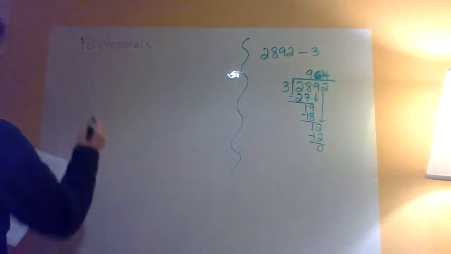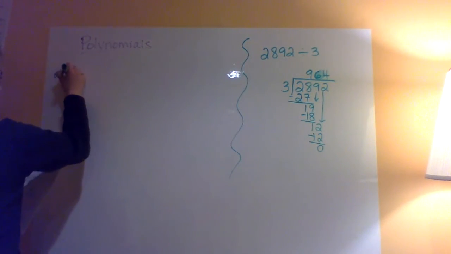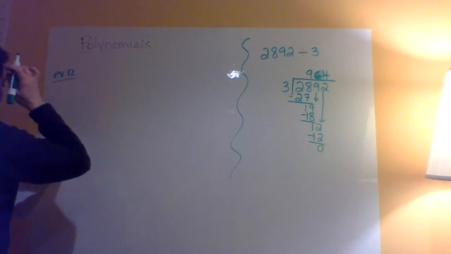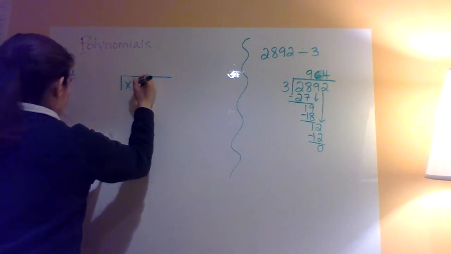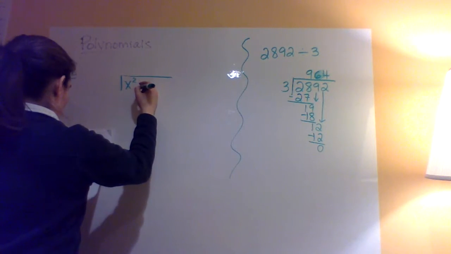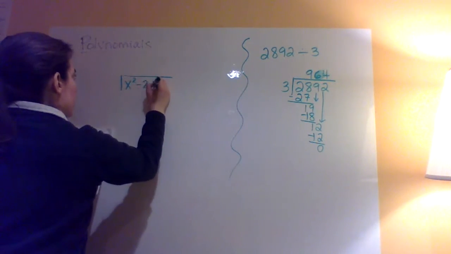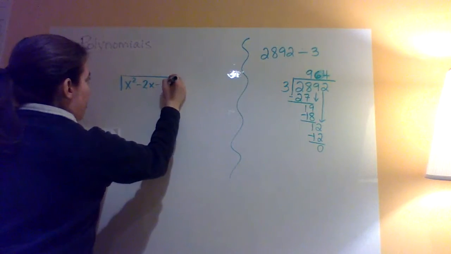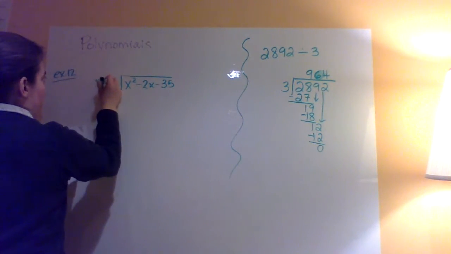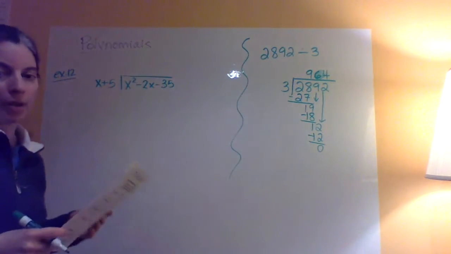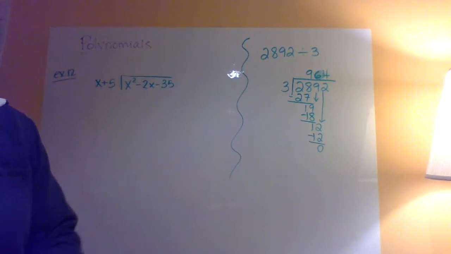Okay, so let's go ahead and do this polynomial long division on example 12. My first polynomial that I see there is my dividend. That's going to go into this division sign. My divisor is x plus 5. That goes outside.